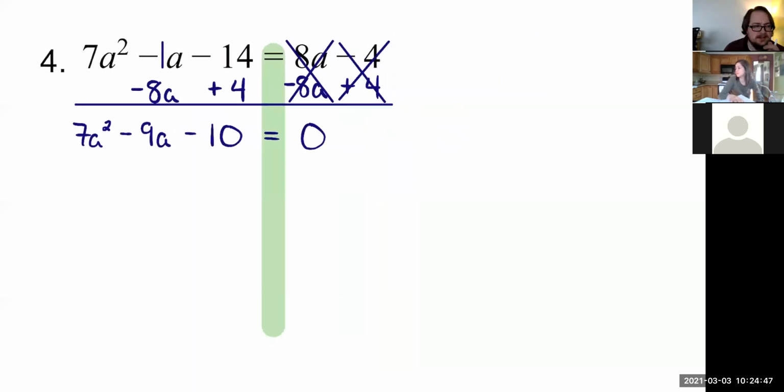Well, I'm looking at this. I see it's quadratic. I see it's a trinomial. My next thought is maybe the asterisk method. So what is my A? 7. What is my B? A negative 9. And what is my C? A negative 10.